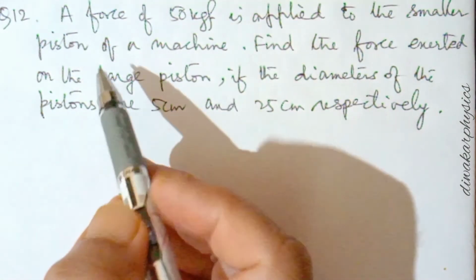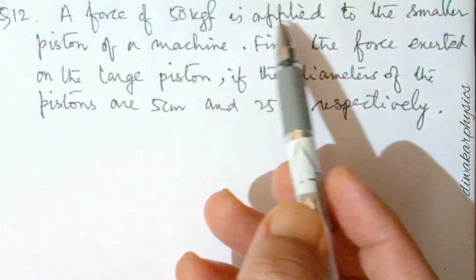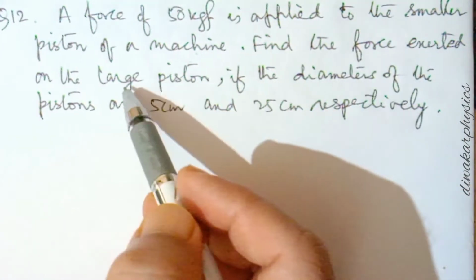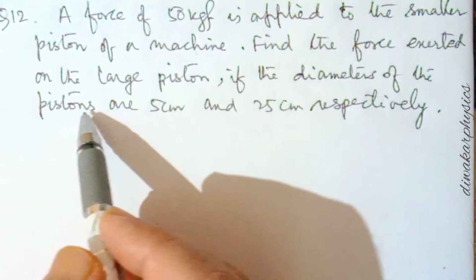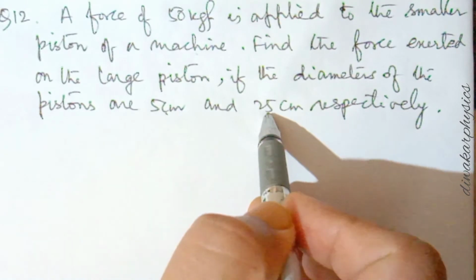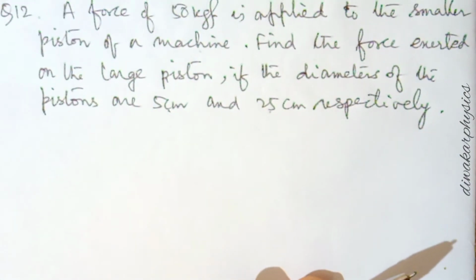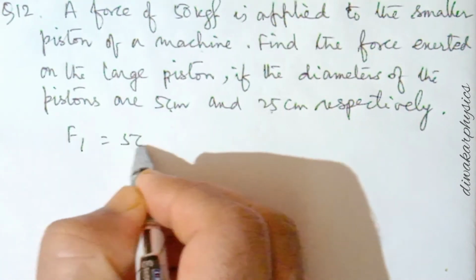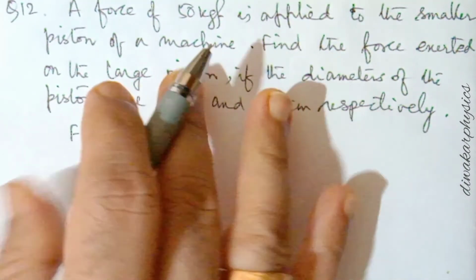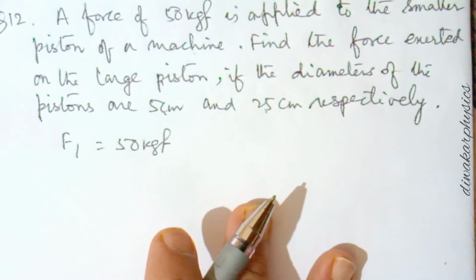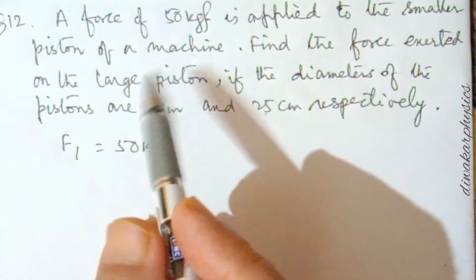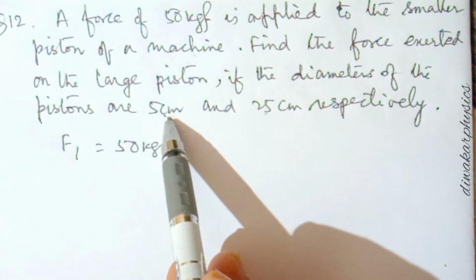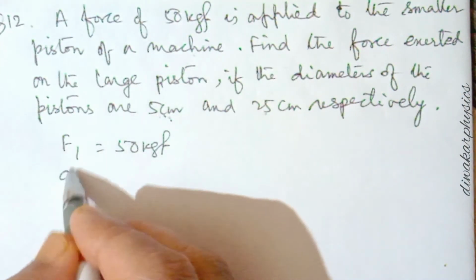So here we can find, force of 50 kgf is applied to the smaller piston of a machine. Find the force exerted on the larger piston if the diameter of the piston is 5 cm and 25 cm. So exactly like question number 11. Okay. So here F1 I can write 50 kgf. 50 kgf is already given. And where is it acting? Applied to the smaller piston. So smaller piston means this one. So this one will be D1.